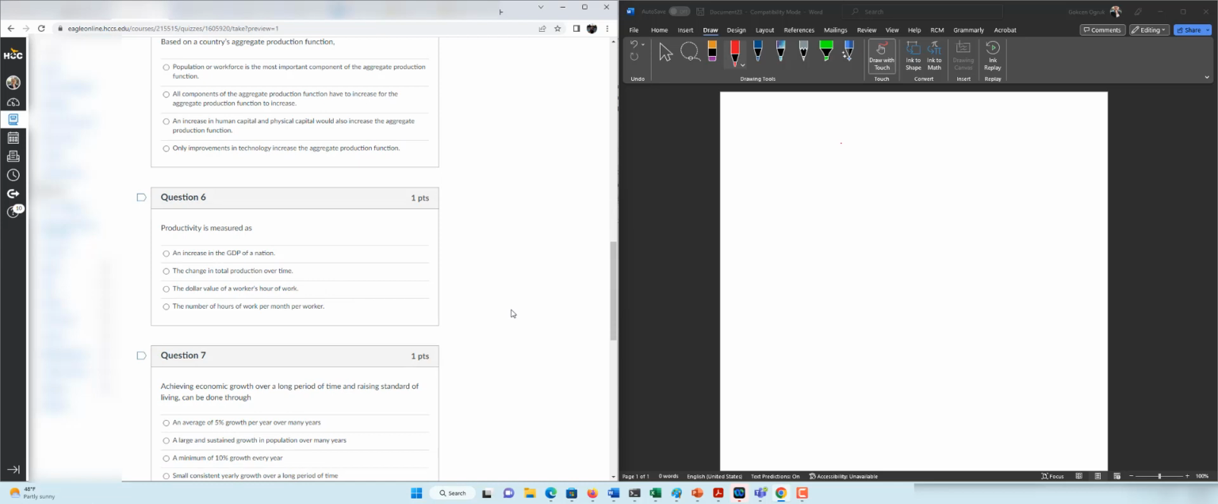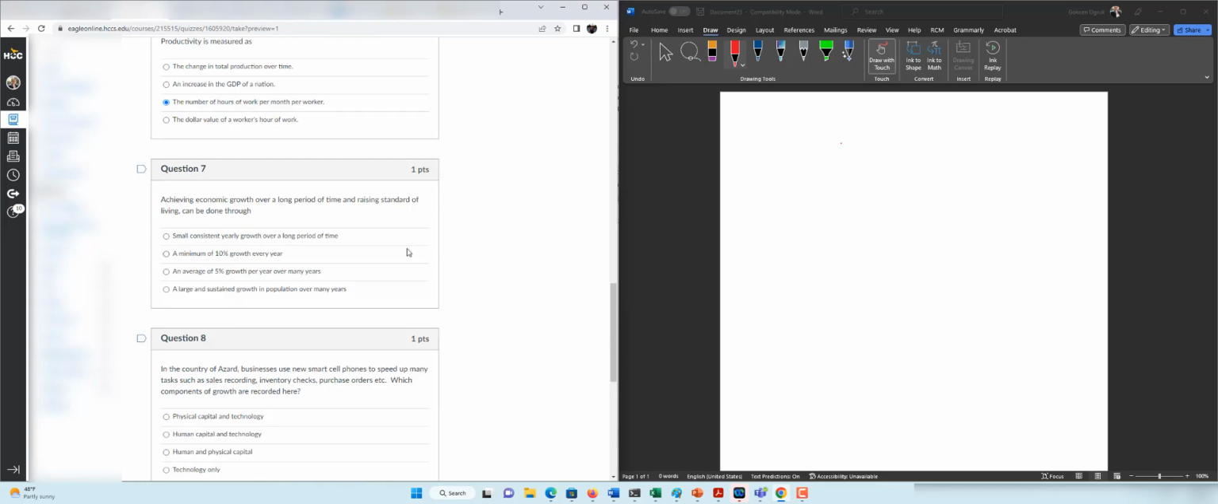Question number 6. Productivity is measured as the dollar value of a worker's hour of work. So a worker's hour of work times the dollar value gives us the productivity. Question 7. Achieving economic growth over a long period of time and raising the standard of living can be done through small, consistent yearly growth over a long period of time. That is the correct one.